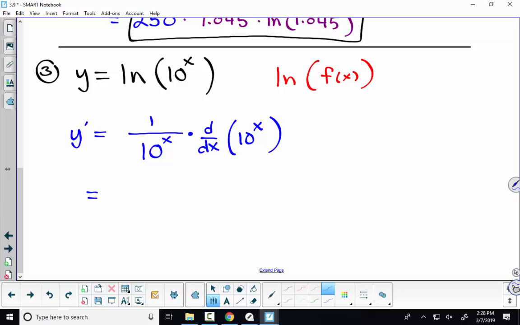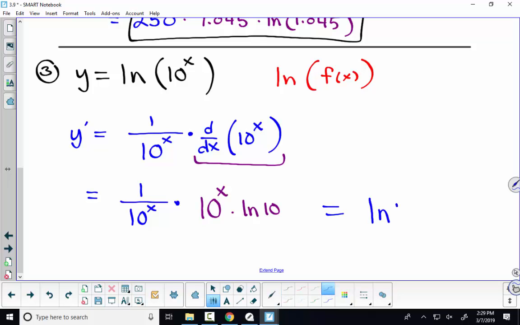Okay. What's the derivative of 10 to the x? Maybe 10 to the x times ln 10? Right. The derivative here is just 10 to the x times the natural log of 10. The 10 to the x divides away, and we just end up with the ln of 10.